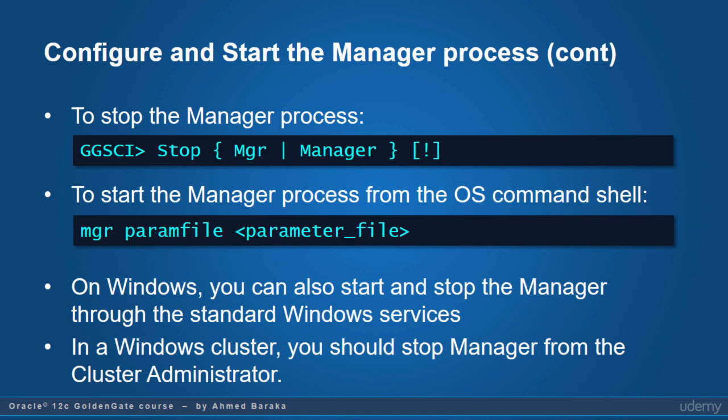To start the manager process from the operating system command line, use the mgr command followed by the file name of the parameter file as shown in the slide. On Windows, you can also start and stop the manager through the standard Windows services. You can still use the start mgr command in Windows. If you have a Windows cluster, you should stop the manager from the cluster administrator.